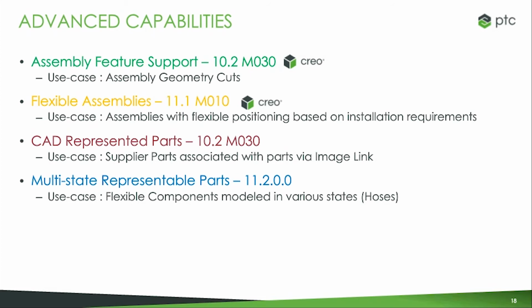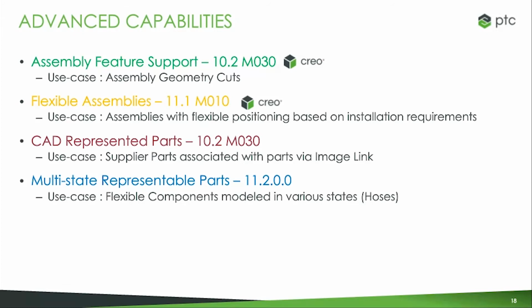The last thing we'll talk about is multi-state representable parts. This is the use case where it requires multiple CAD models to represent a single physical part. And those multiple CAD models use image relationships associated to the WT part in order to show them in the right state. This is something that's been recent. It's been in 11.2, and we'll walk through how that works.